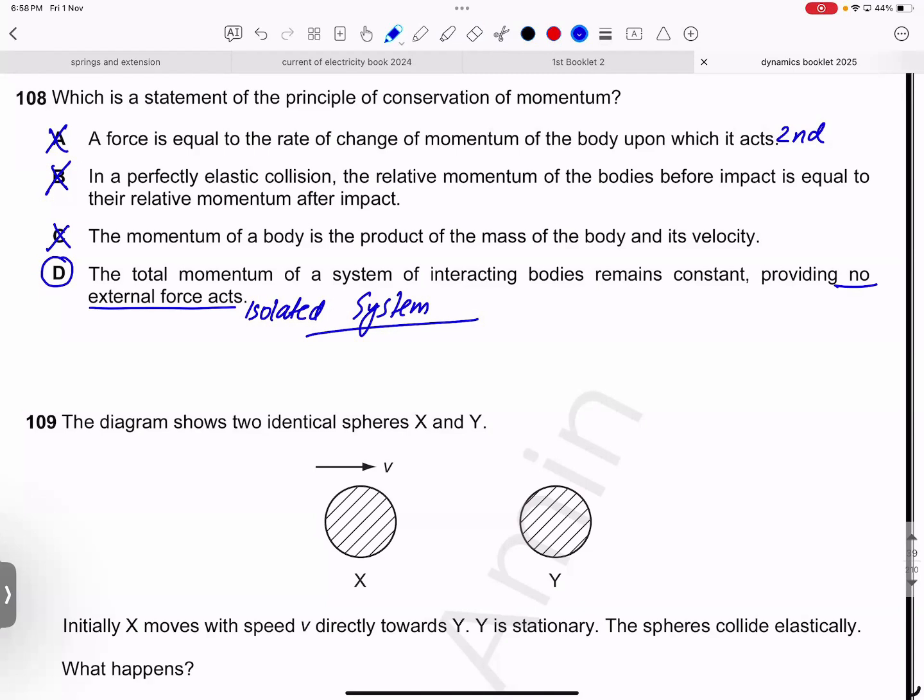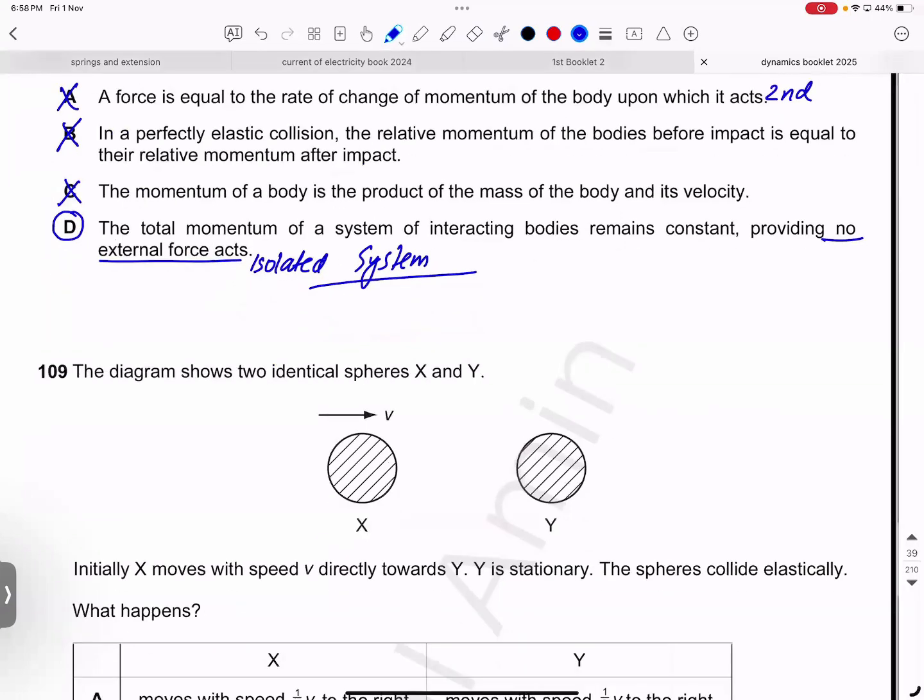Next question. Okay, 7:10, I will stop this. 5 minutes stop and then paper 2.